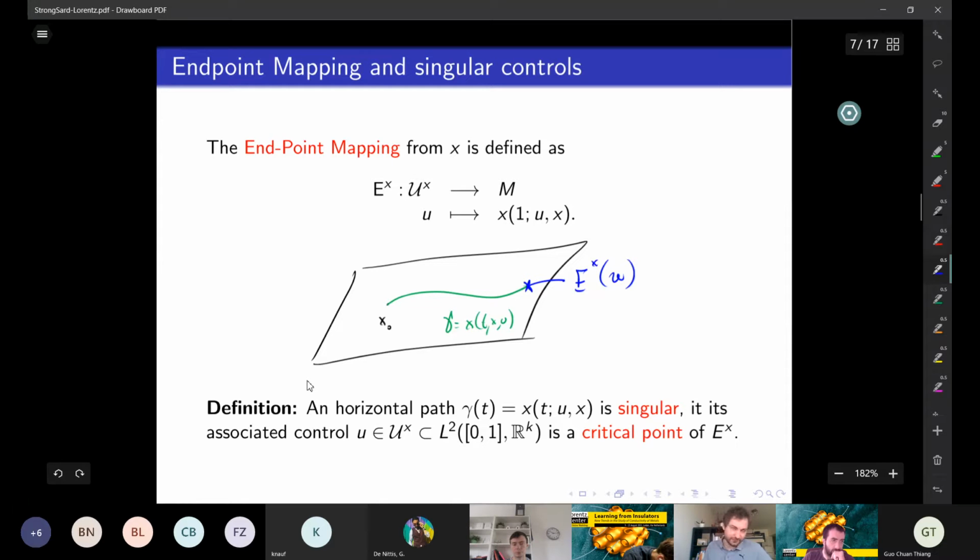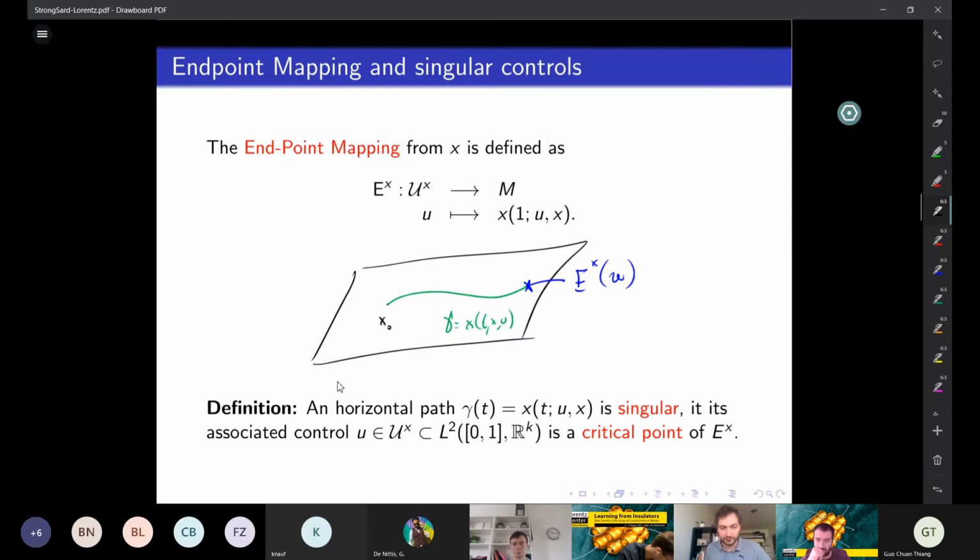This is really heuristic, but for some of these controls, you're just going to have a critical point. You cannot have a submersion there. So these are going to be the special cases. I decided not to talk too much about the importance of this endpoint mapping, but just to have a small digression.